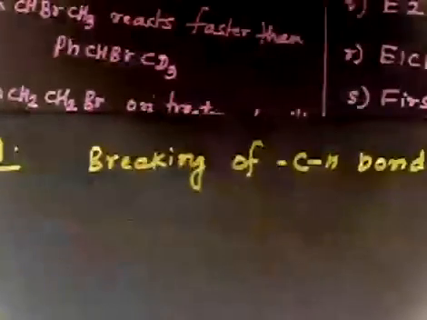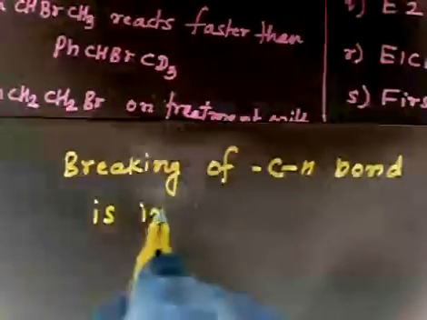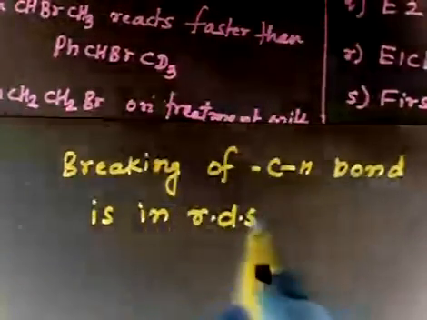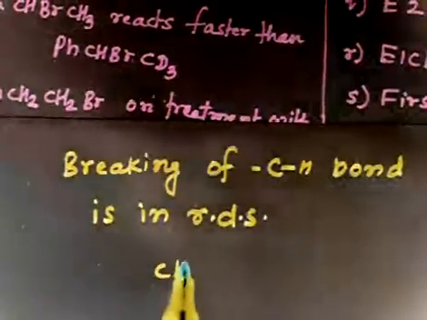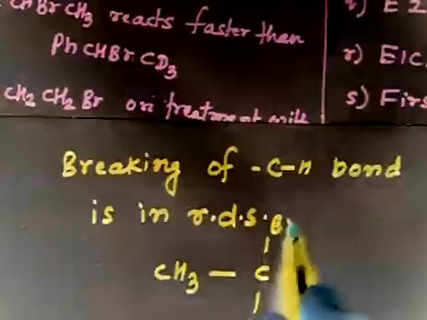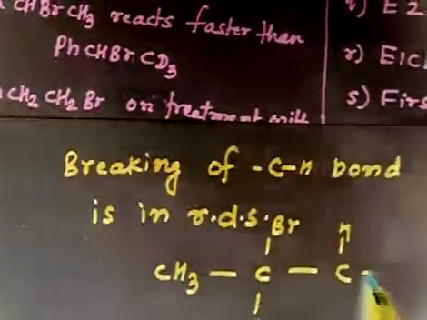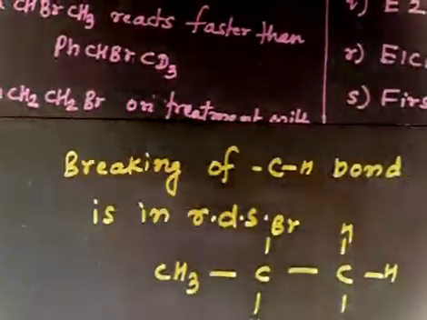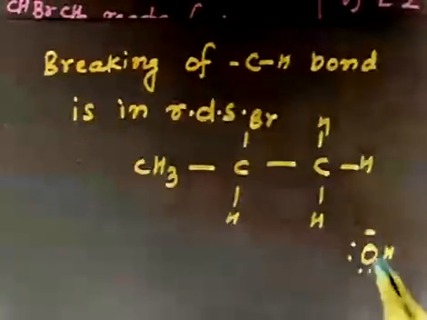Now you know, breaking of the C-H bond is in the RDS. So if this is in the RDS, I have only one possibility. The reaction will be something like this: CH3 CH Br, and if you have hydrogen, then CH3; if you have deuterium, then you have CD3. Now the next mechanism will be something like this.